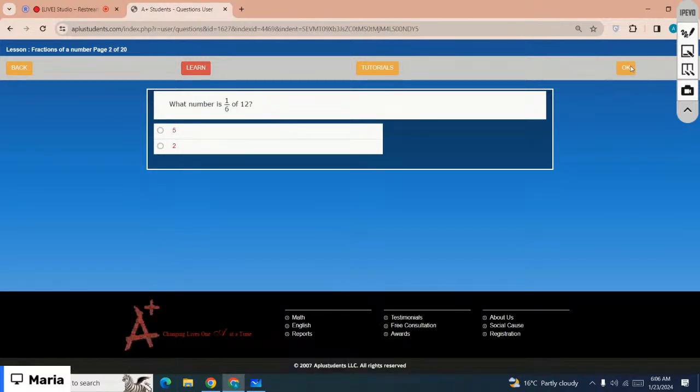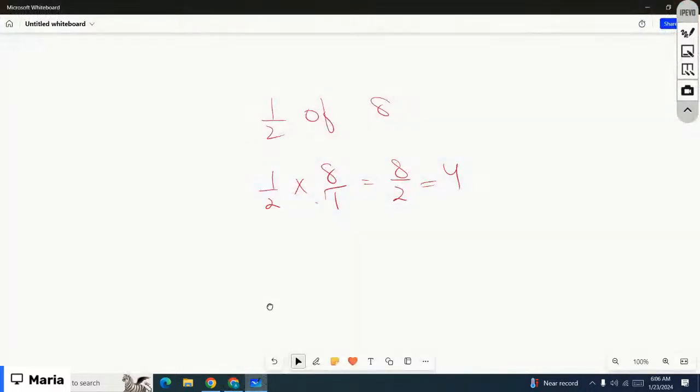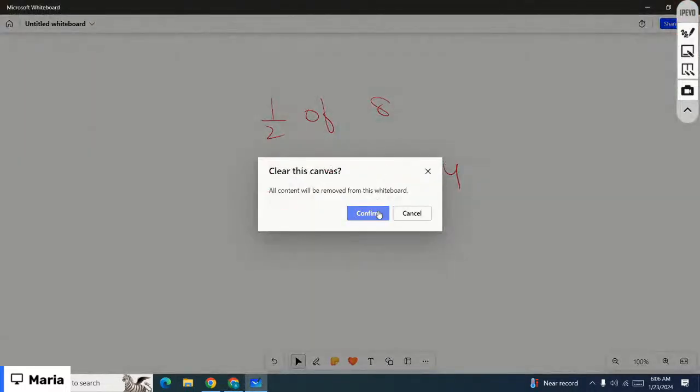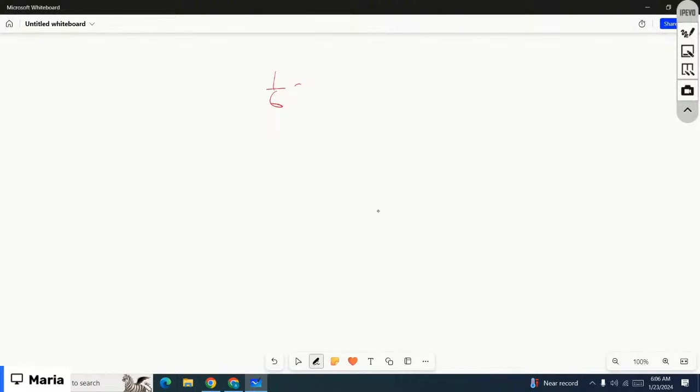What is 1/6 of 12? Yes, you have to do 12 times 1 is 12 and 6 times 1 is 6. So the correct option is 2. 1/6 of 12 is 2. Very good. Use your notebook and pencil.